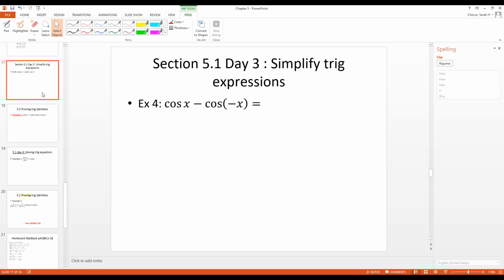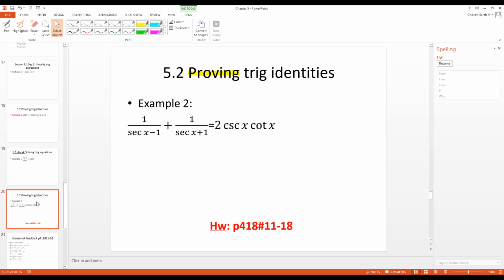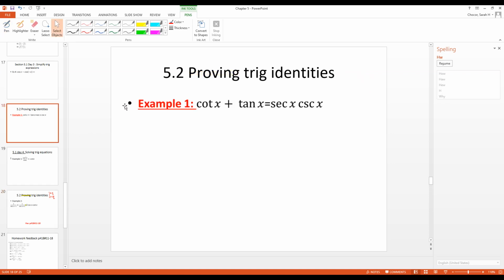So we had an expression and we had to simplify it. We didn't have an equation. Today, we do have the equal sign that represents an equation, but we are not solving. So we are not going to get to a step where we get, for example, x equals pi over 4 or x equals 3 pi over 2, which are solutions. We are not looking for that. Then what are we doing? We're going to start with example 1, which is simple.